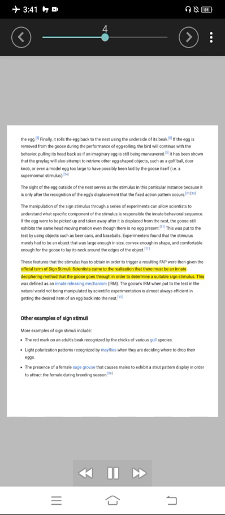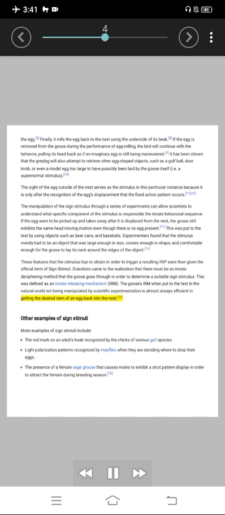Scientists came to the realization that there must be an innate deciphering method that the goose goes through in order to determine a suitable sign stimulus. This was defined as an innate releasing mechanism, IRM. The goose's IRM, when put to the test in the natural world, not being manipulated by scientific experimentation, is almost always efficient in getting the desired item of an egg back into the nest.